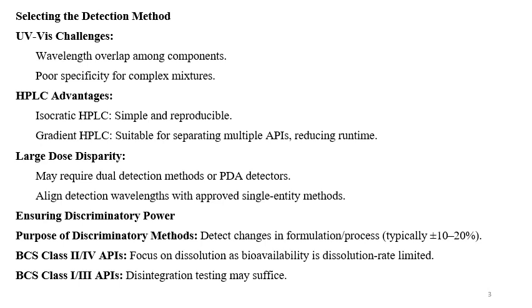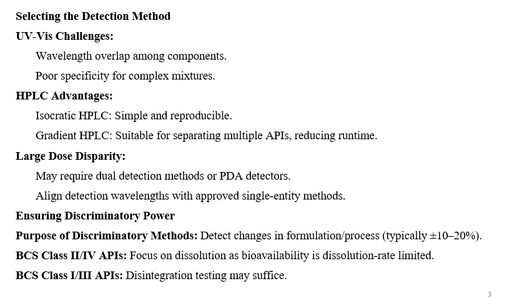Then another factor we need to consider in FDCs is large dose disparity. One API will be higher dose, another may be lower dose or ultra lower dose. For example, 1000 mg versus 5 mg or 1000 mg versus 10 mg. So these dose differences require a dual detection method. Sometimes specific detectors are required, and the alignment is required for the detection.